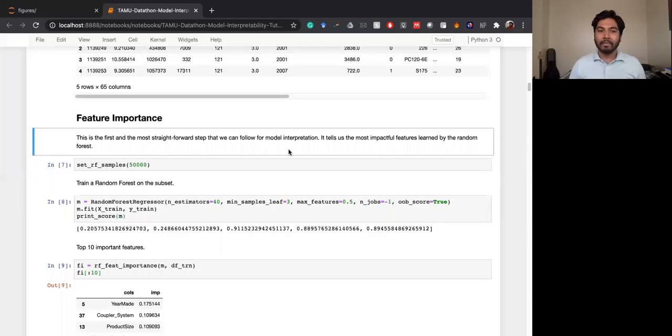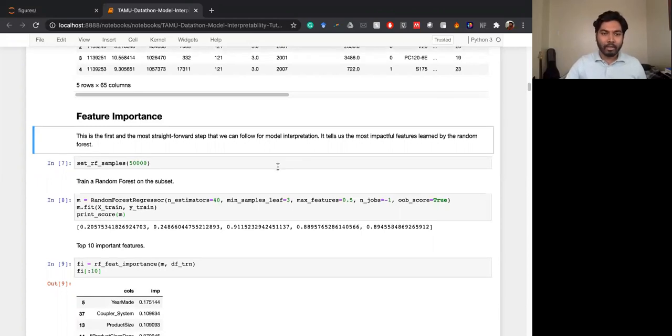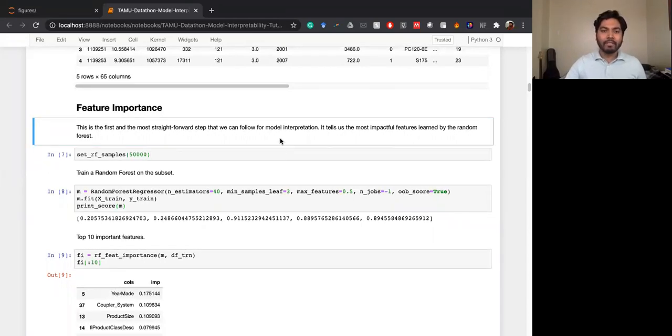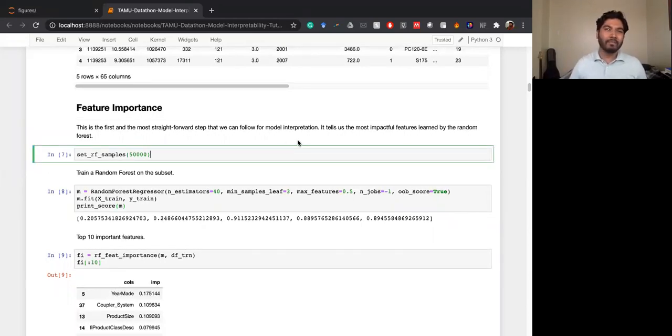This is the simplest and most straightforward step that you can do for model interpretation, and it tells us the most impactful features that are learned by our model. Most of the time, it's sufficient to take a small set of samples from the data set for model interpretation. There are two advantages to it. One is that you can train your model faster, and the second is you don't overfit to your data.